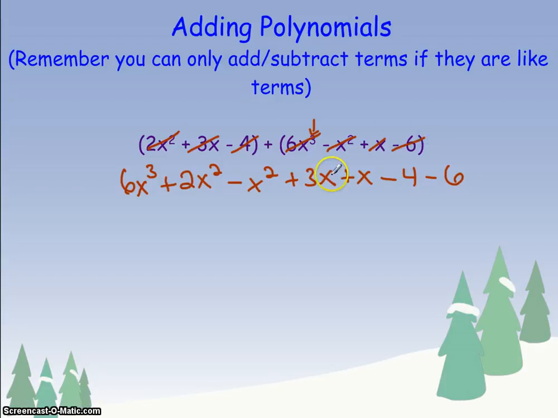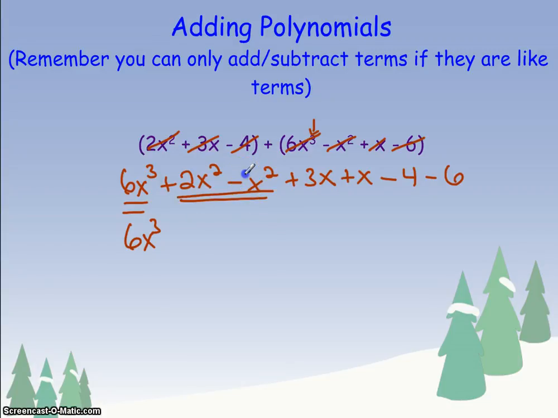So I've not actually worked anything out yet, only a rewrite so that you can see what's like terms. X to the cube is only a like term with another x to the cube. It does not have anything else, so it's going to stay 6x to the third. X squared and x squared, those are like terms. So all you have to do is do what the signs tell you to do.